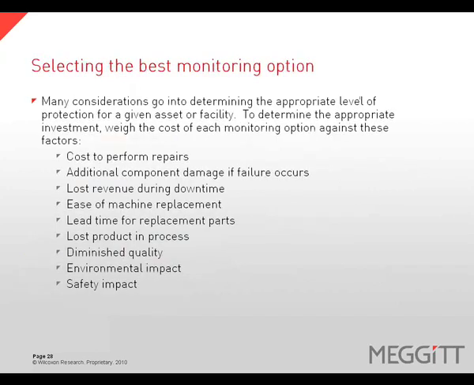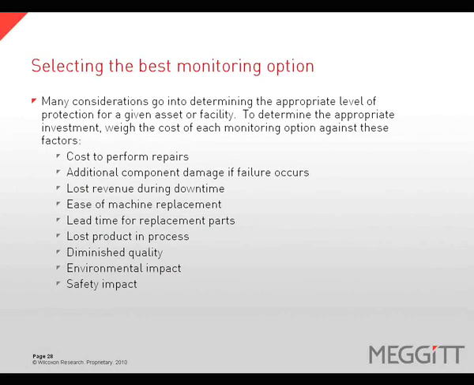There are many factors that should go into the decision-making process when determining which category an asset falls into. The idea is to weigh the cost of each monitoring option against the risk if the asset is allowed to fail. Factors to consider include the cost to perform the repair, additional component damage if a failure is allowed to occur, lost revenue during downtime, ease of machine replacement, lead time for replacement parts, lost product in the process when a failure occurs, diminished quality, environmental impact, and of course safety impact.